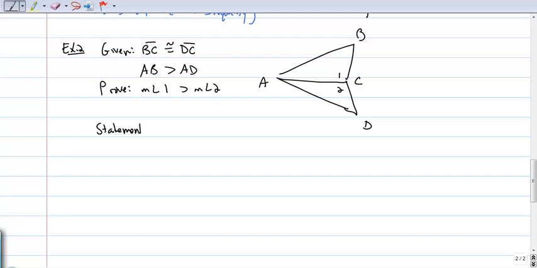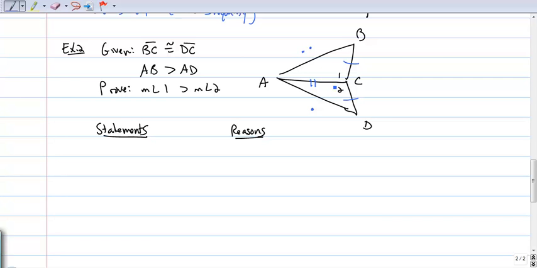Before I start writing out my statements and reasons, let me mark up the picture. We're given that BC is congruent to DC, that AB is greater than AD. So I'm going to put 2 dots right here, and I'm going to put 1 dot right there, to show that AB is greater than AD. I also recognize that segment AC is congruent to itself.